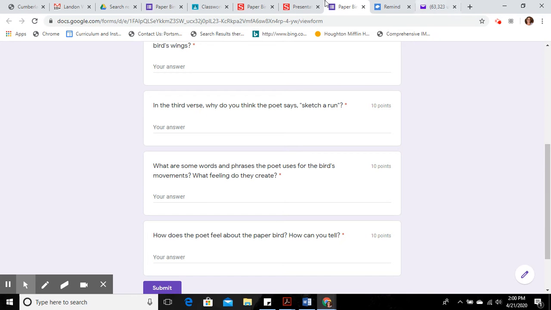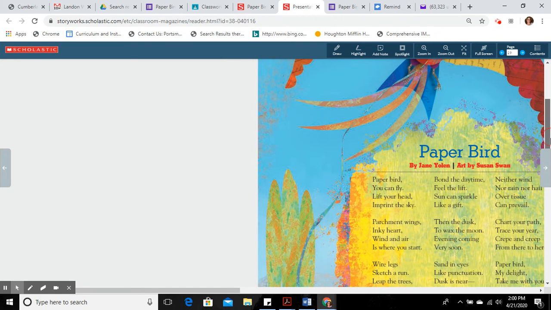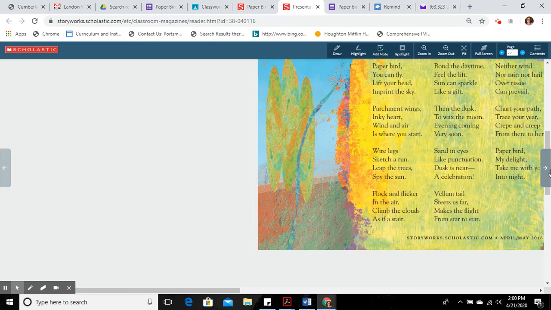So our second question would be, in the third verse, why do you think the poet says sketch a run? Well, in the third verse, it says, and I'm going to zoom in a little bit more because Miss White is needing to see, wire legs, sketch a run, leap the trees, spy the sun. Can you see the bird's skinny little legs as it jumps and hops over the ground?